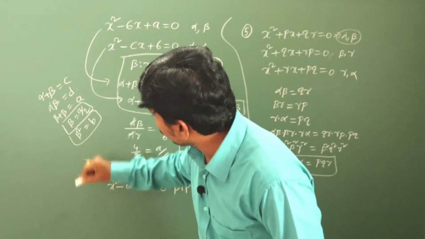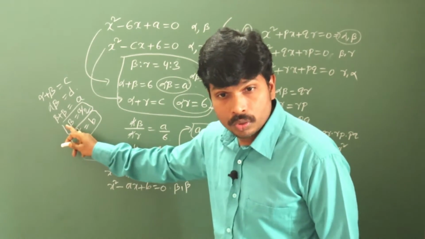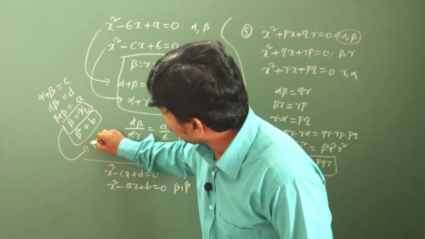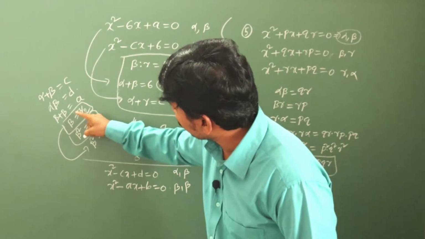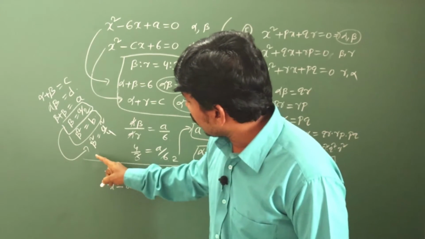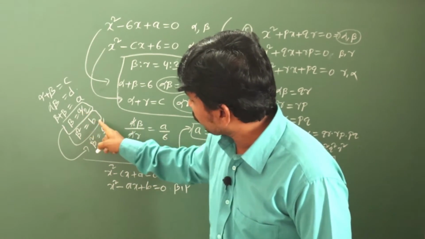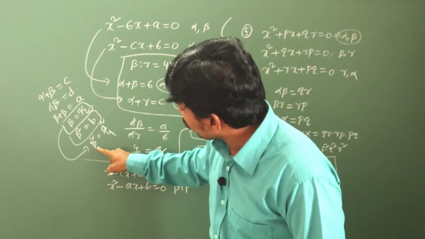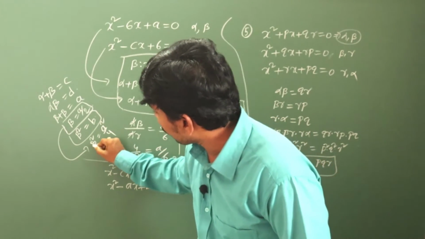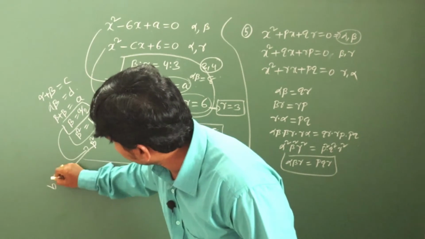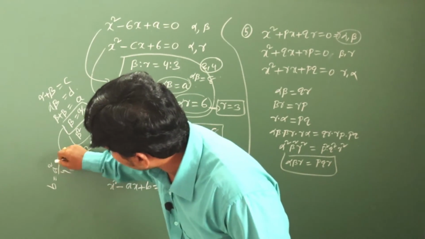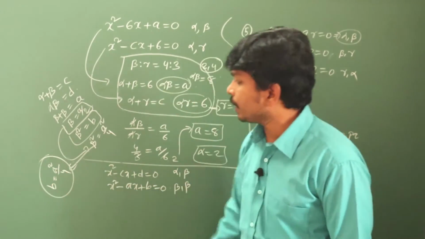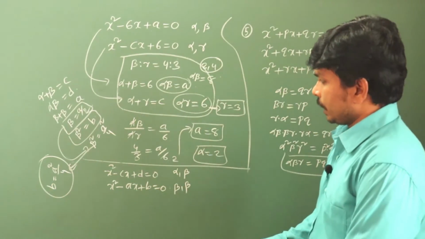From these two, what do you observe? Squaring on both sides, beta square equals A square by 4. Now beta square value is B, so B equals A square by 4. So here one equation we got: A square equals 4B. Leave it like that.